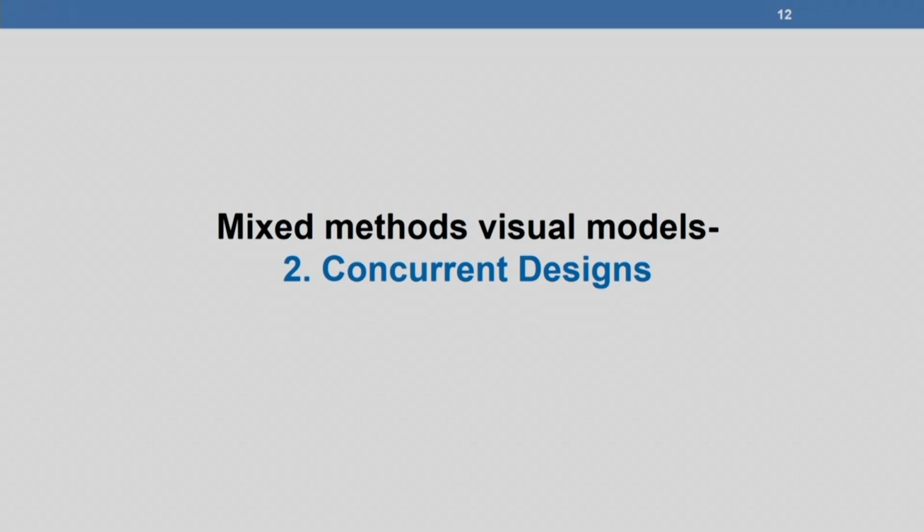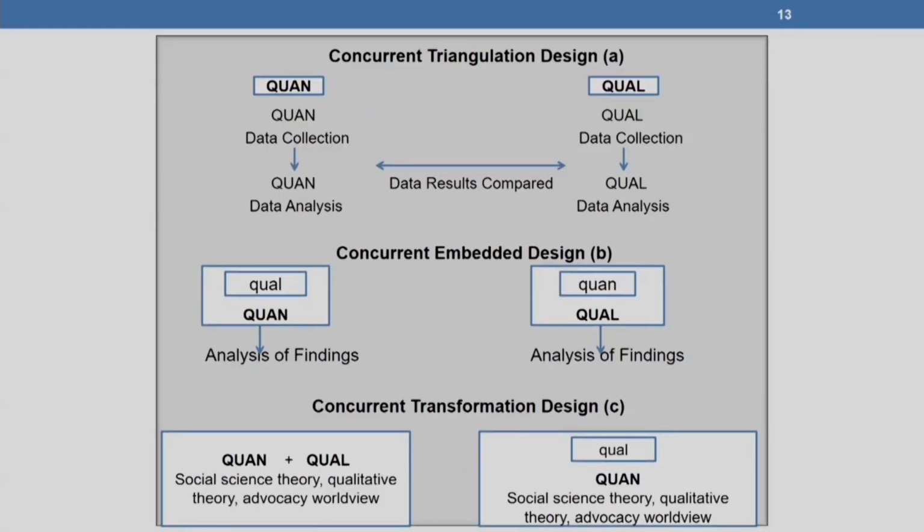Let us now come to a second form of designs, the concurrent designs, where we are collecting data simultaneously. So, like the sequential designs, there are three concurrent designs: concurrent triangulation design, concurrent embedded design, and concurrent transformative design. Remember that concurrent means that we are collecting information simultaneously. Embedded means that a secondary form of research becomes a part of a dominant research. The weighting here is more on the dominant form of research that we are undertaking.